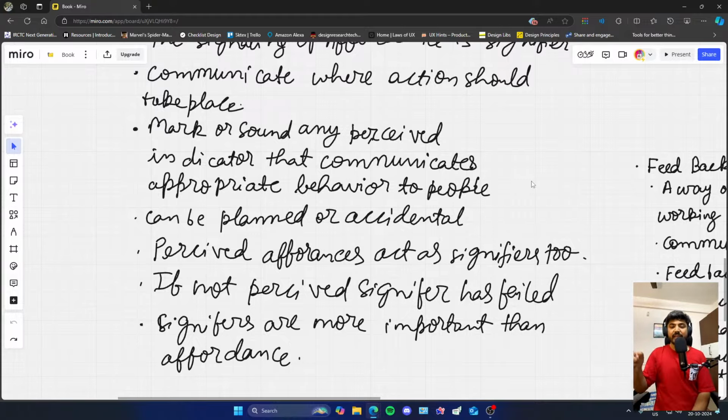But a signifier, which is basically an indicator of the affordance, should always be perceivable. And if it is not perceivable, the signifier has failed. So that's the difference between affordance and signifiers.